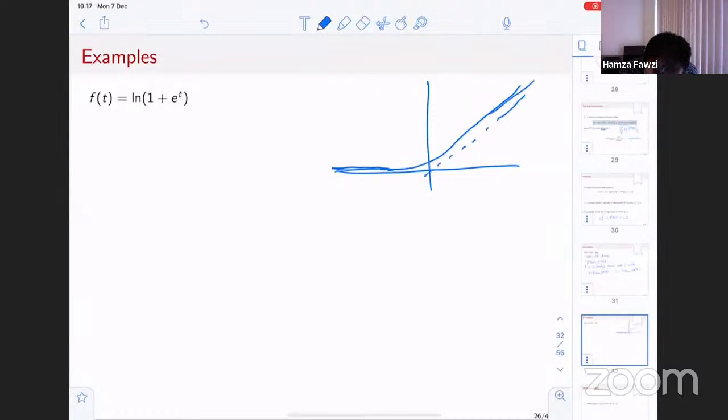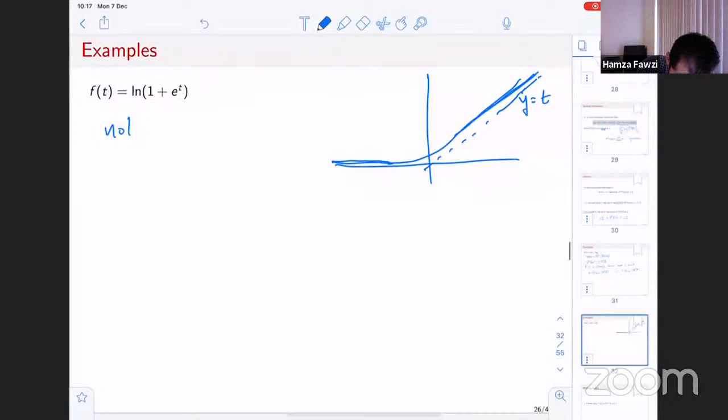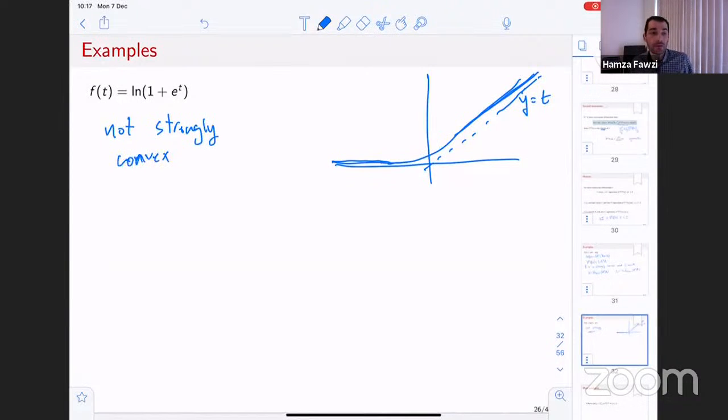Okay, so this is just y is equal to t. It approaches this asymptote y is equal to t. This is a convex function, but you see that this function is not going to be strongly convex. So this is not strongly convex, if you consider the domain to be the whole R, because this is approaching a linear function. And a linear function is not strongly convex.